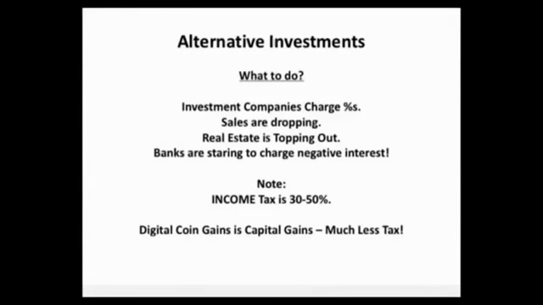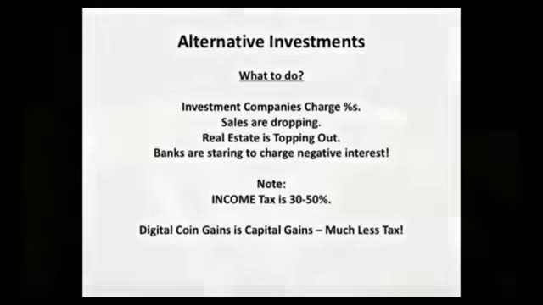And income tax is in the 30 to 50% tax bracket, but when you make profit on digital coins, it's considered a capital gain, and the taxes are much less. So at this point, Steve, what would you invest in? Does this look good in comparison with what everything else is going on?